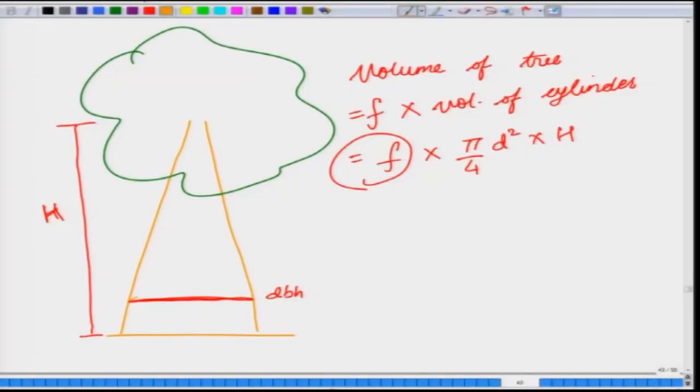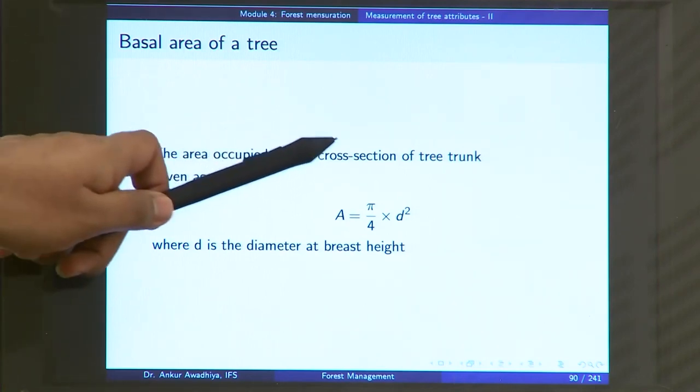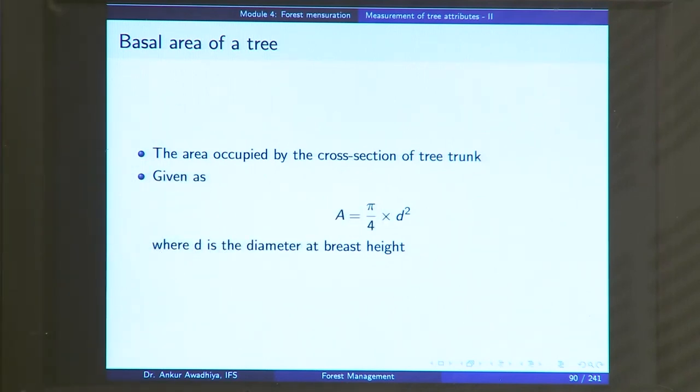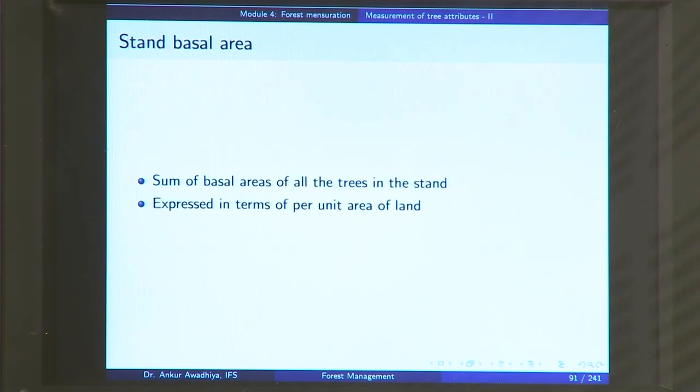pi by 4 d square into h. Now, this pi by 4 d square, or the area of this cross section, goes by the name of the basal area of a tree. So, basal area of a tree is the area occupied by the cross section of the tree trunk given as pi by 4 d square, where d is the diameter at the breast height. And if we add up the basal areas of different trees in our stand, we will get the stand basal area, which is the sum of the basal areas of all the trees in the stand, and it is generally expressed in terms of per unit area of land.